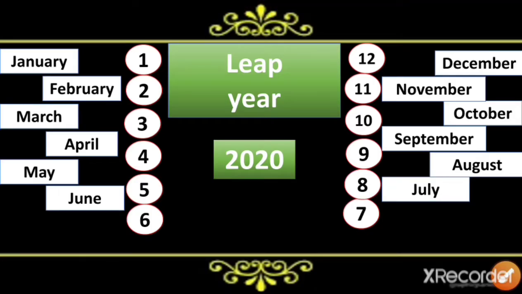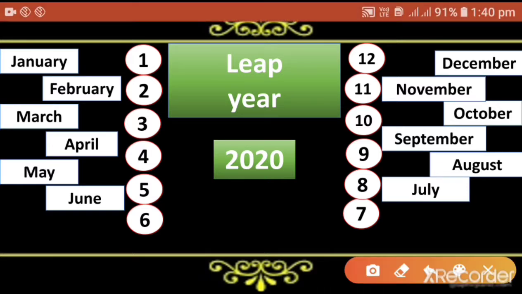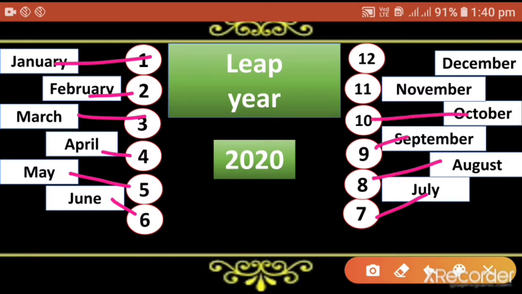There are 12 months in a year. It shows days and dates for all 12 months. Here, January stands for 1, February stands for 2, March stands for 3, April stands for 4, May stands for 5, June stands for 6, July stands for 7, August stands for 8, September stands for 9, October stands for 10, November for 11 and December for 12. Hope all of you know this.